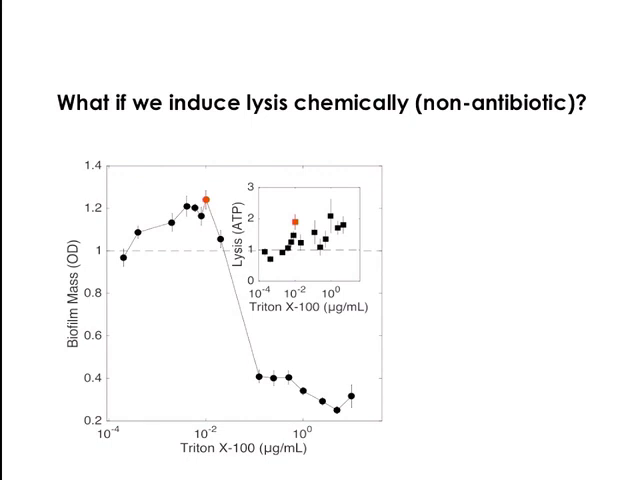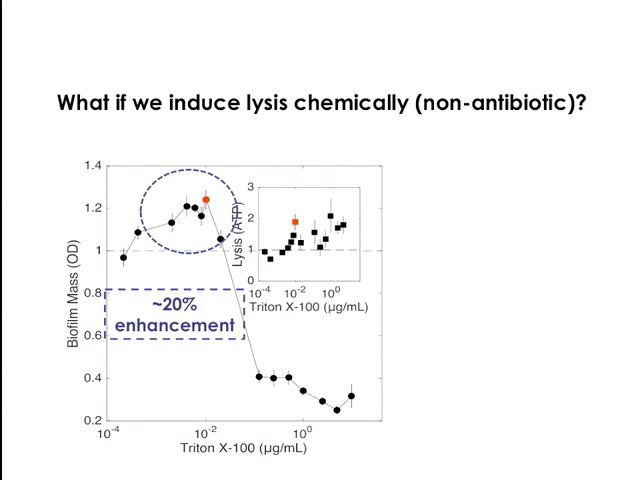So we added just a chemical inducer of cell lysis, and we saw something very similar. The amount of biofilm formation goes up at low concentrations of this lysis inducer. This inset is just, we can actually measure the lysis. We see that it actually does go up. And the size of the effect is about 20%, which was about what we saw with the antibiotics. Okay, so again, this is consistent with our hypothesis.